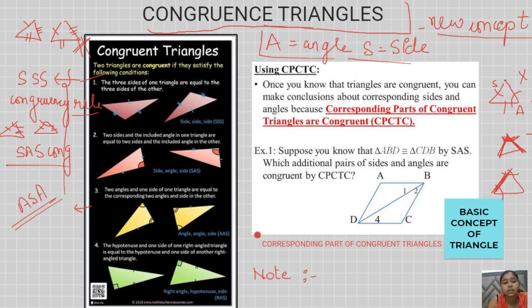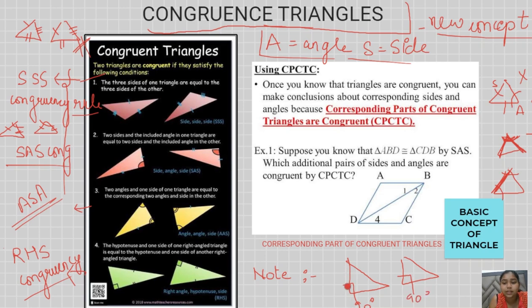Another is the right angle hypotenuse side congruency rule. This is the RHS congruency rule, where R is the right angle, H is the hypotenuse, and S is the side. So in this RHS case, basically the right angles of both triangles must be equal to 90 degrees.